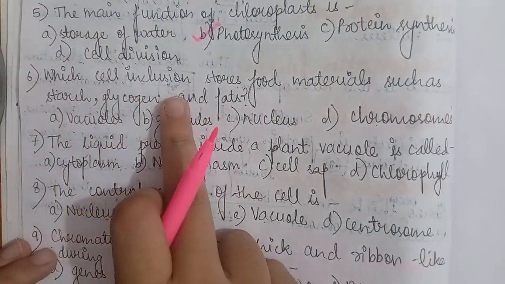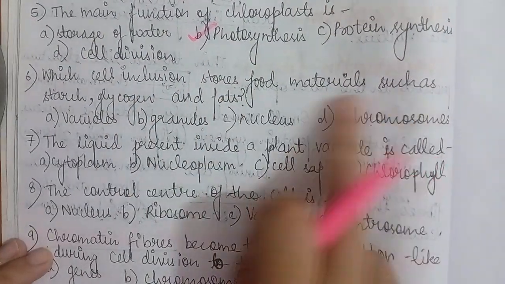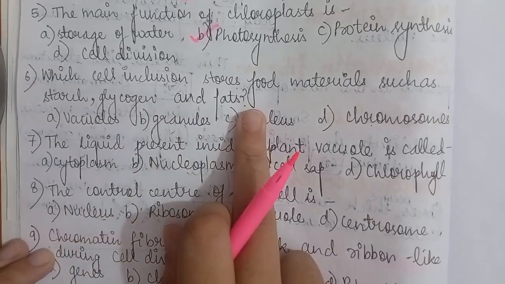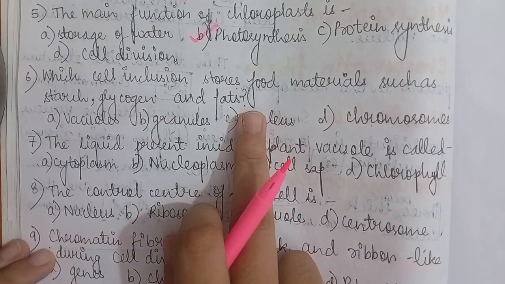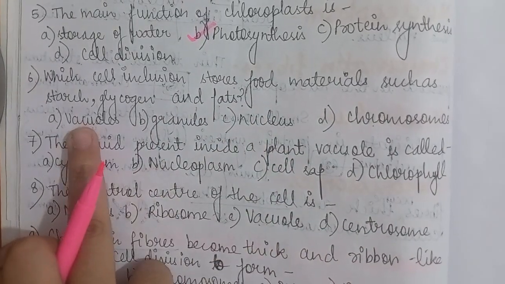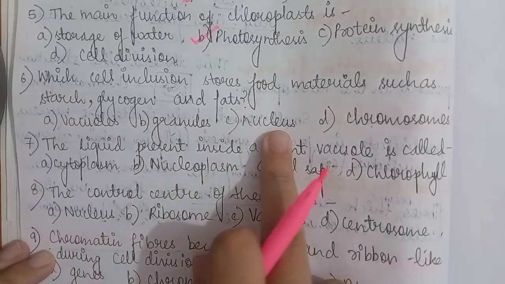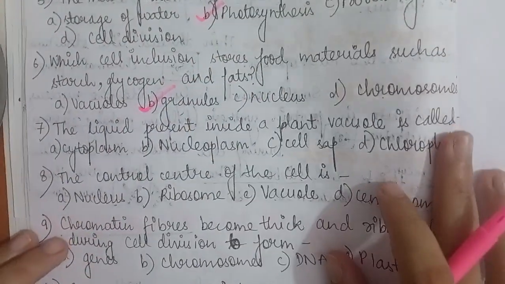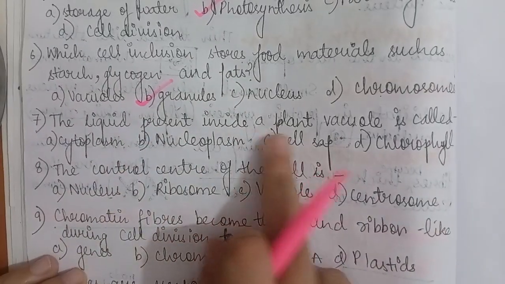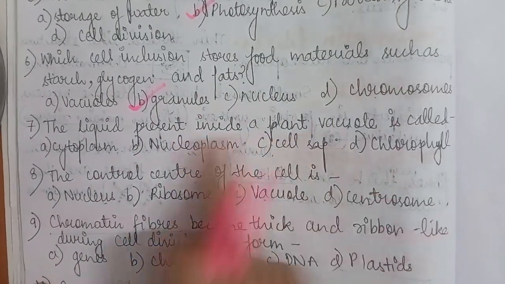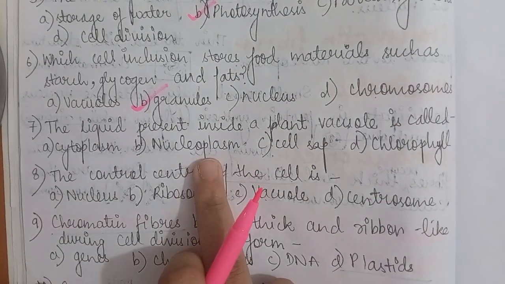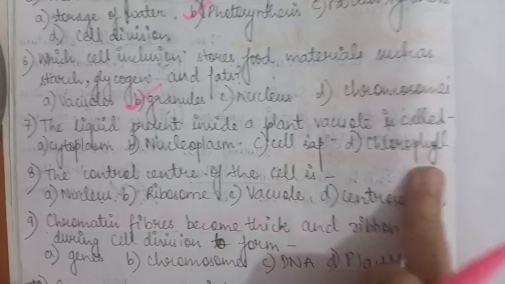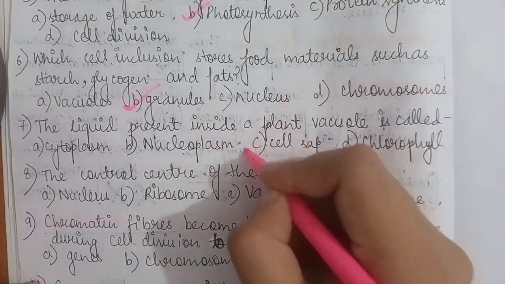Which cell inclusion stores food materials such as starch, glycogen and fats? We know the answer. Tell me. Vacuoles, no. Granules, yes. Nucleus, no. Chromosomes, no. Option B is correct. The liquid present inside a plant vacuole is called cytoplasm, no. Nucleoplast, no. Cell sap, yes. Chlorophyll, no. It is called cell sap.